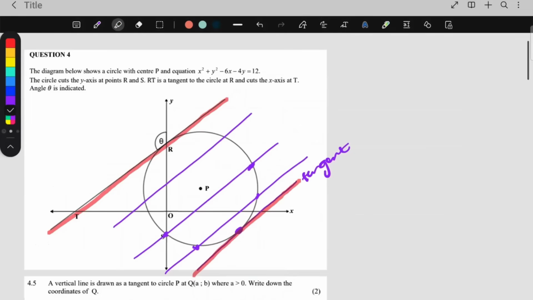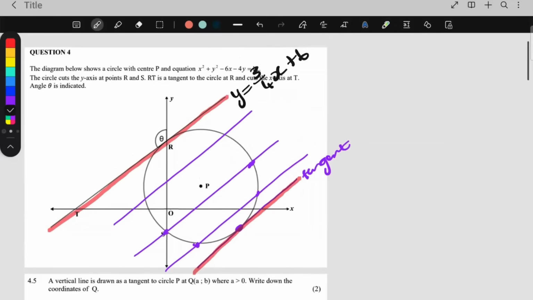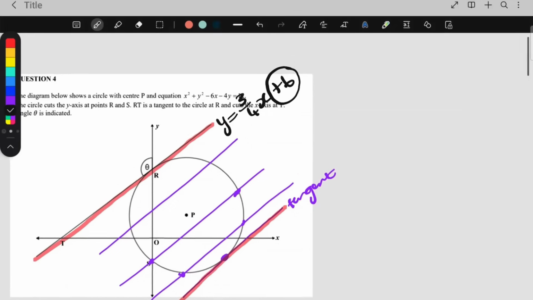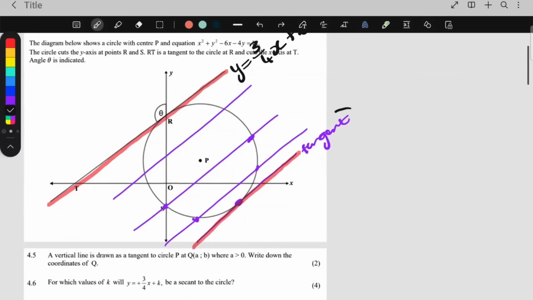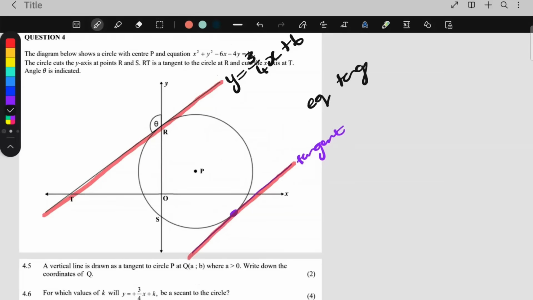So my plan is the following. I'm going to write the equation of this one down. The equation is y is equal to 3 over 4x plus 6. So the y-intercept, remember K refers to the y-intercept. The y-intercept is 6 there. So I'm now going to work out the equation of this tangent over here. So for the equation of a tangent, I am going to need a point of contact. I need this point.